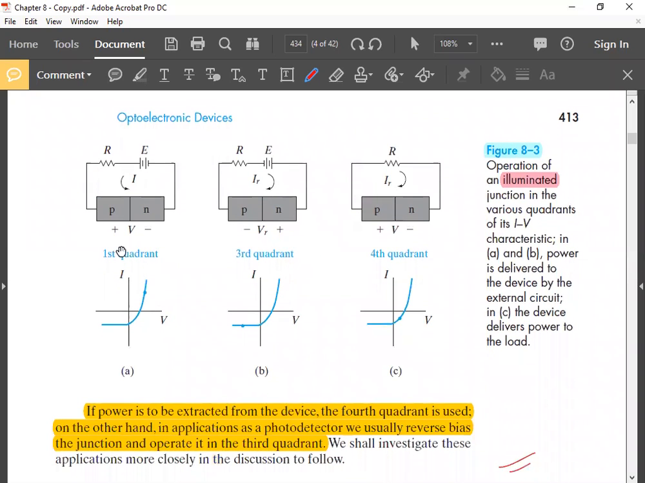Okay, remember this current P to N is considered positive, this polarity of voltage is considered positive. So this current, this voltage, both are negative. So the operation is in the third quadrant, current negative, voltage negative.